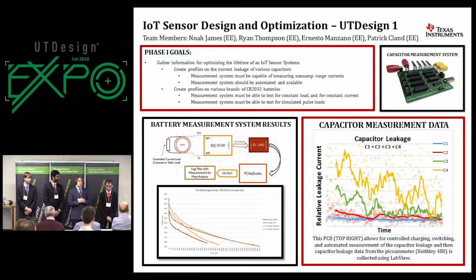And this is important because many IoT sensor systems are battery powered, and the capacitors are mostly going to be used for decoupling. So we want to be able to optimize how much battery life we can gain versus the amount of leakage current that we increase by putting more capacitors in parallel with the battery. So if there are any questions?